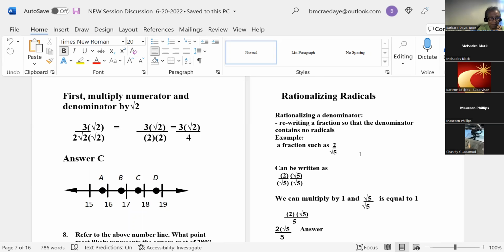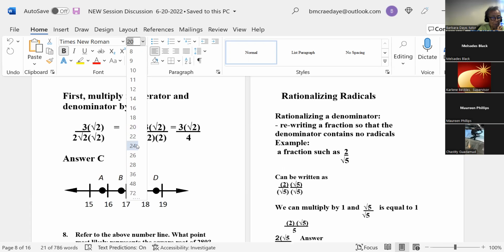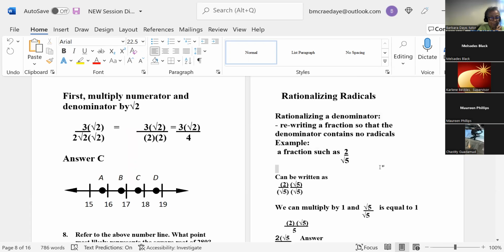All right. Now, can you see this, or should I make it bigger? Maureen, can you see? Yeah, I can see it. Let's make it a little bigger. Okay. So what we will be doing is rationalizing radicals in our denominator.